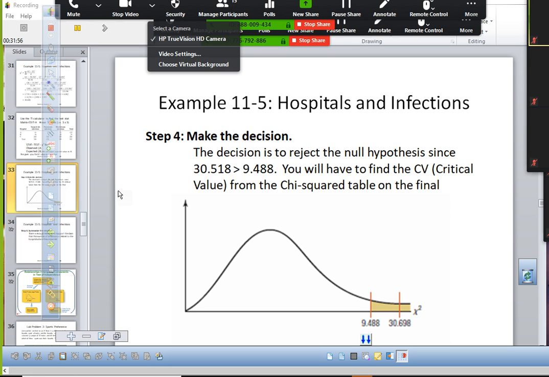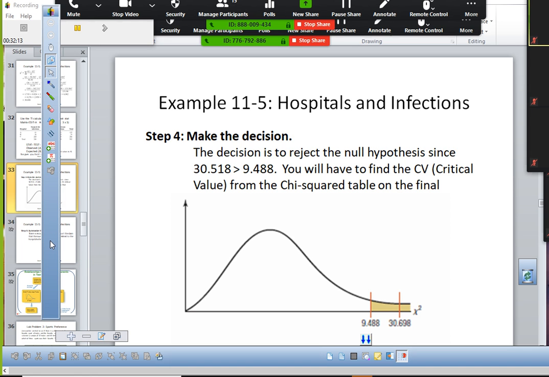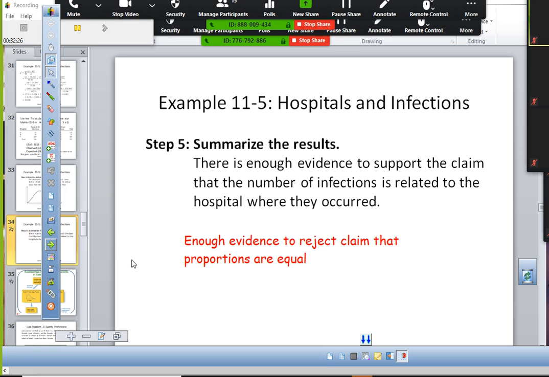So again, you should have your picture, and then it's just reject H naught. As long as you have your picture with your shaded area, that's all you need. Check H naught. I'll give you 5 more seconds. Take a picture if you need to. 5, 4, 3, 2, 1. Okay, so again, here's your summary.